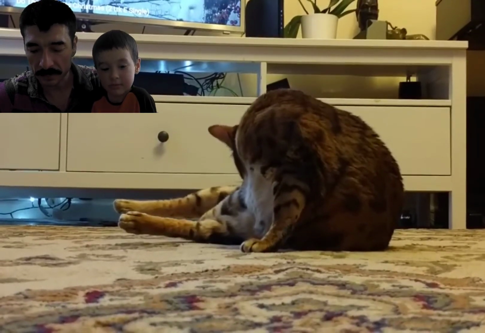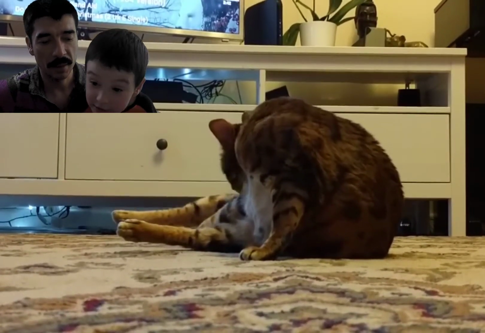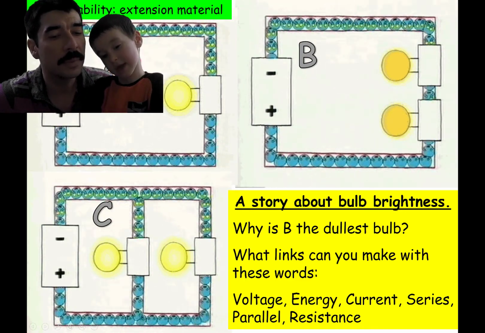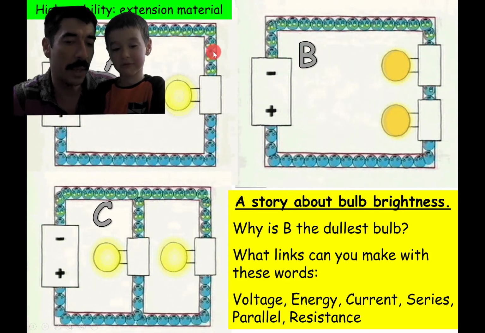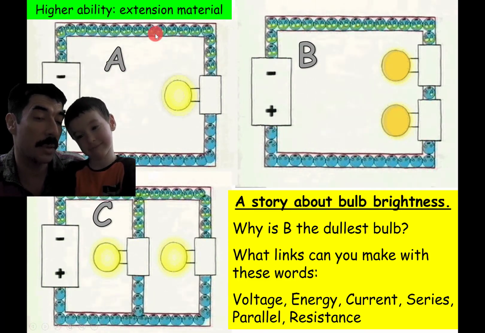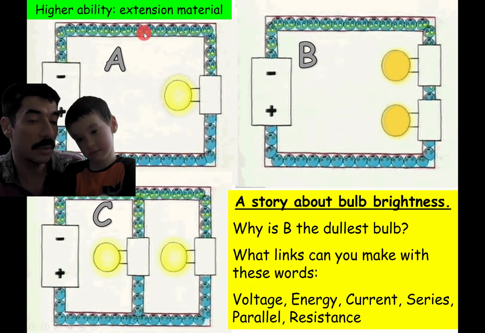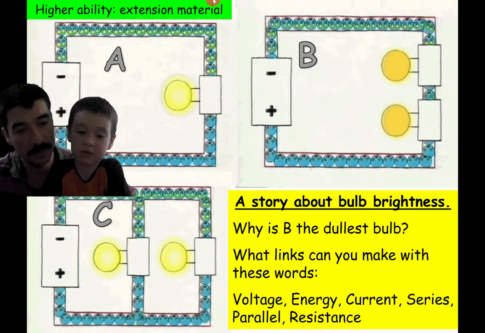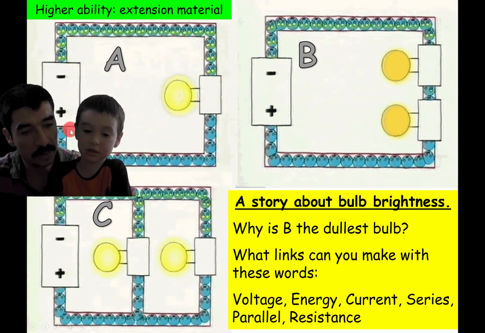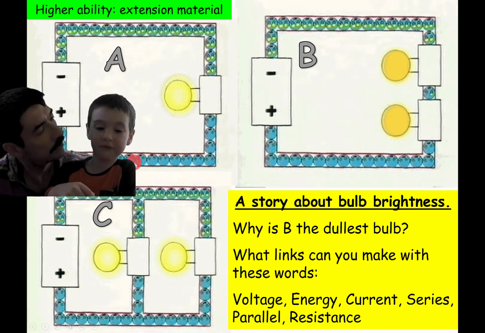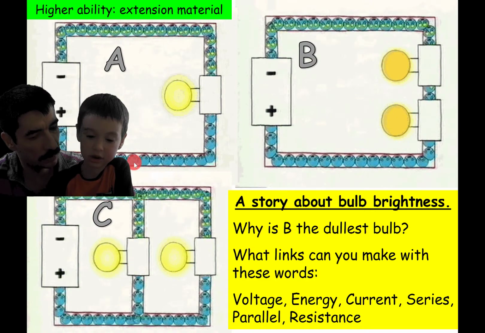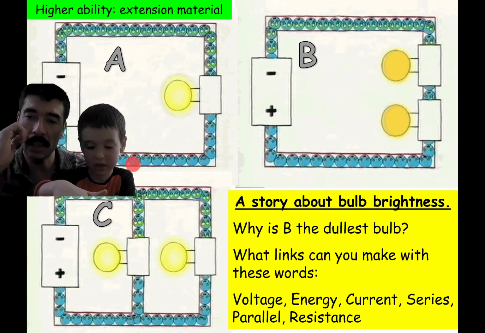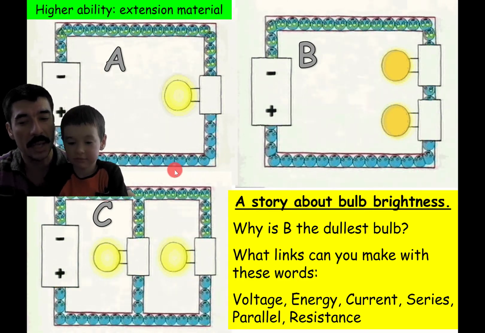Can we see this? Yes. Let's just say we had two charges per second moving through here. Are they faster or slower here, or are they the same? They're the same speed all the way around, aren't they? The current is the same everywhere in a series circuit.